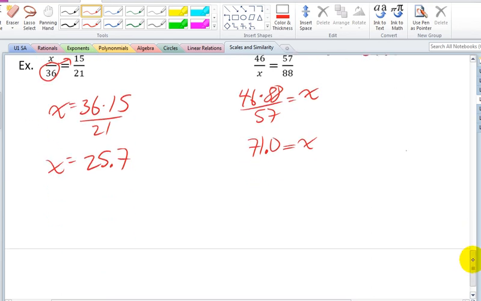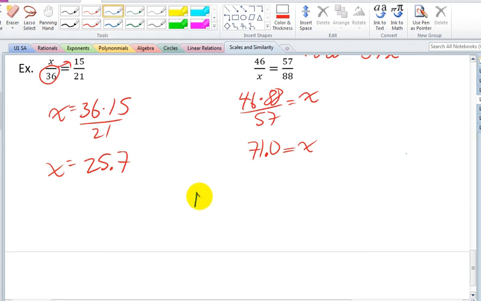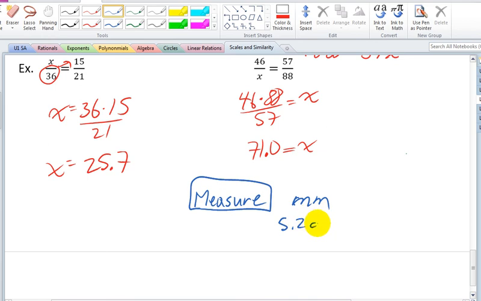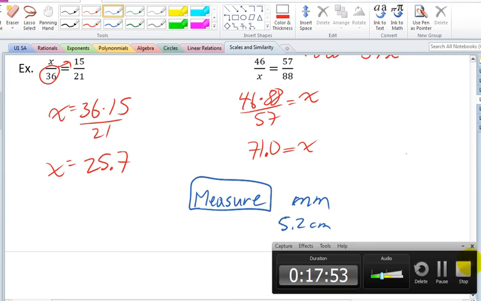So one thing to keep in mind for your homework is you're going to have to measure items. Try and measure in millimeters if you can, or 5.2 centimeters if it's in centimeters. Okay? Questions, comments, concerns?